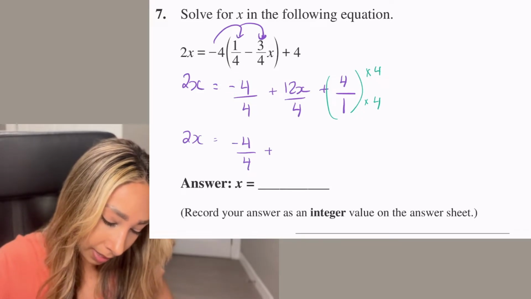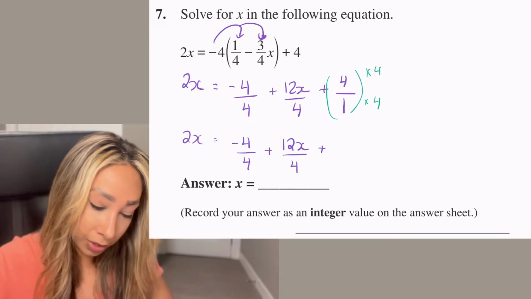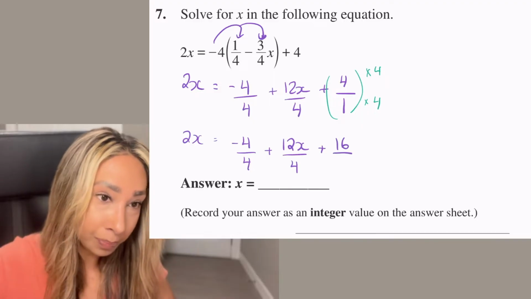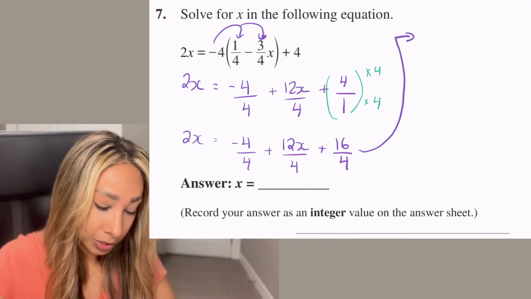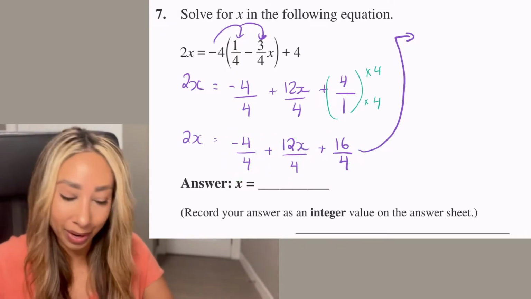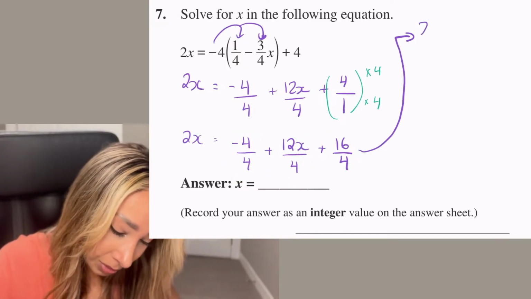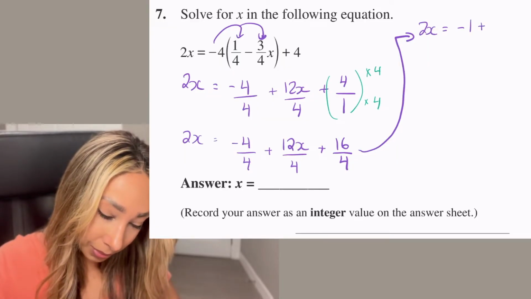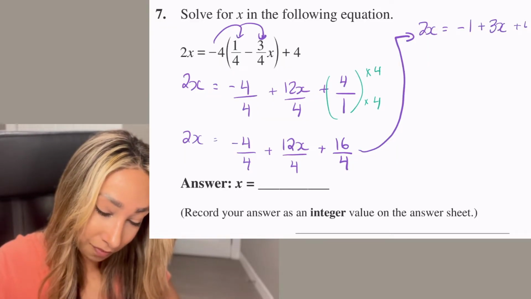So I'm just recopying everything from the top. And then with our new whole number that's turned into a fraction, that's just going to be 16 over 4. Okay, so what I can do with these numbers, I actually can now start to simplify them because they're all divisible by 4. So that's going to give me 2x is equal to -1 plus 3x plus 4.